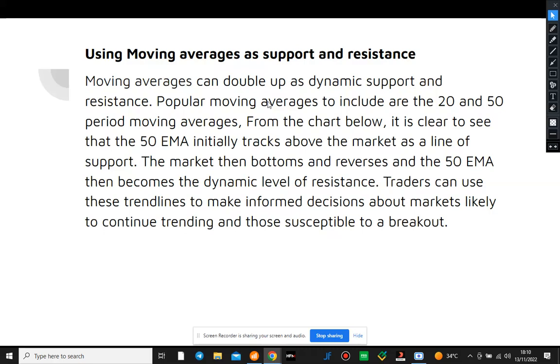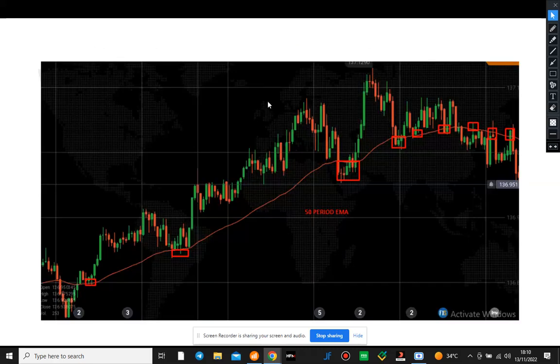So traders can use this trend line to make informed decisions about markets likely to continue trending and those susceptible to a breakout, something like this. You can see we have support, support, support, support, support, and finally breakout, becomes resistance, resistance, resistance. So sometimes it's very easy to track trading support and resistance, and you must understand the market behavior, the psychology behind trading support and resistance.